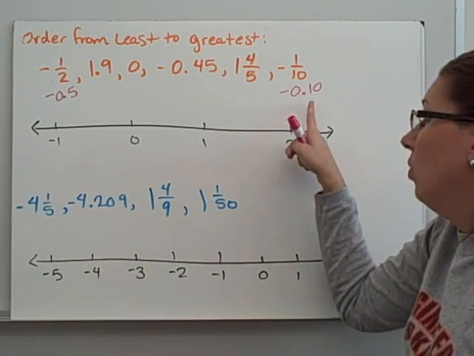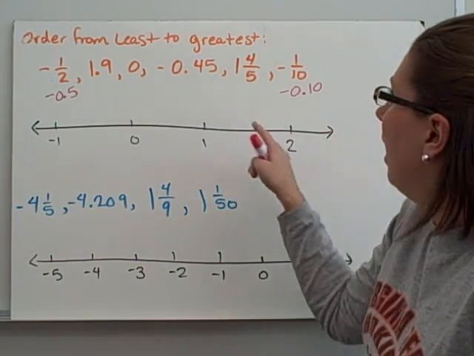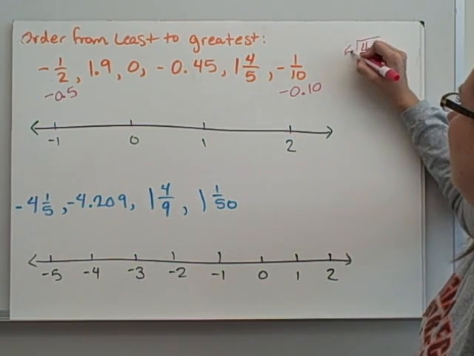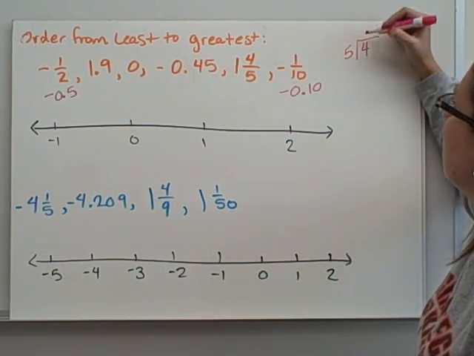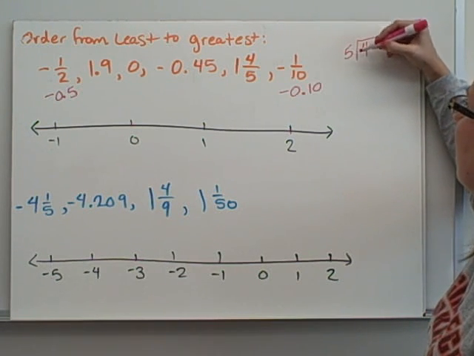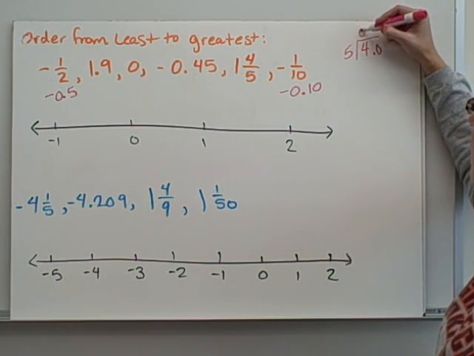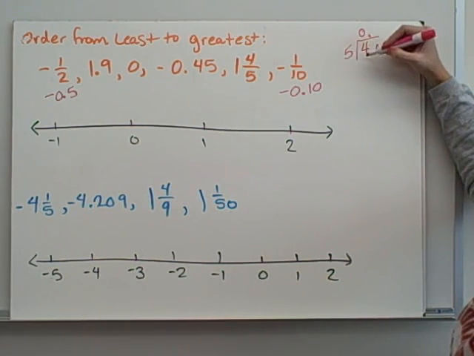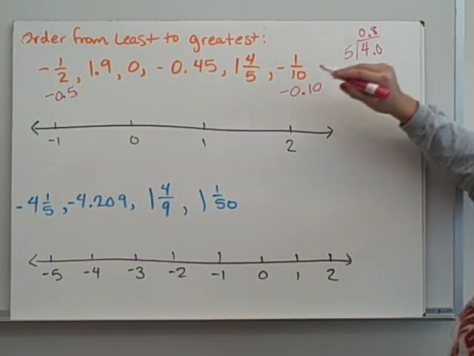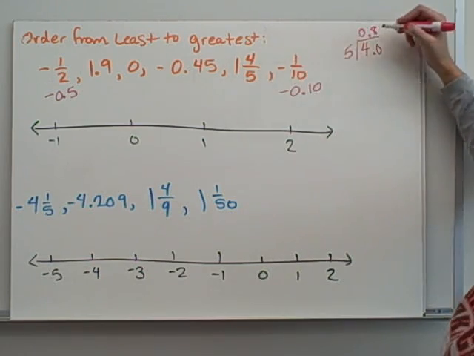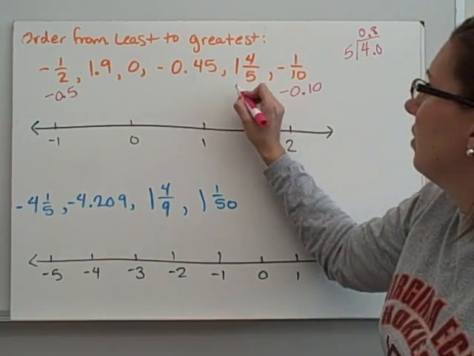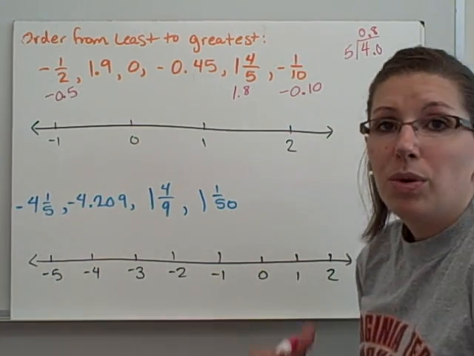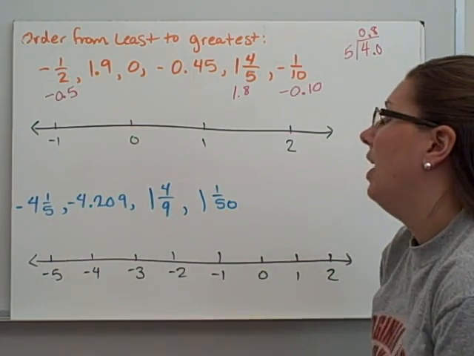It's -1/10. And then 4 divided by 5, 4/5. 4 divided by 5 is, let's see, 5 cannot go into 4. So I have to put a 0 above the 4. 5 goes into 48 times. So 4/5 is equivalent to 8/10. So this is going to be 1 8/10. And now we're ready to put all these on our number line.